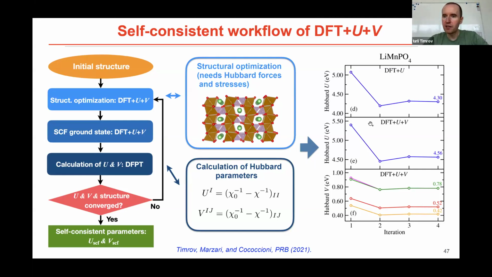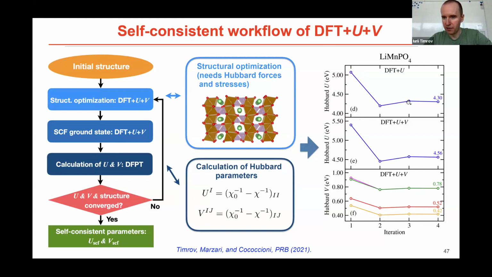Just to give you an example on the right, for this other battery material, lithium manganese phosphate, just to show you how Hubbard U and V change during this self-consistency. Let's take just the top panel, which is the DFT plus U framework. Hubbard U is a function of iterations. In the first iteration in this loop on the left, you get Hubbard U slightly higher than 5 eV. Then you do the second loop, it goes down to 4.2 eV. We see a change from 5.1 to 4.2. It's a big change.